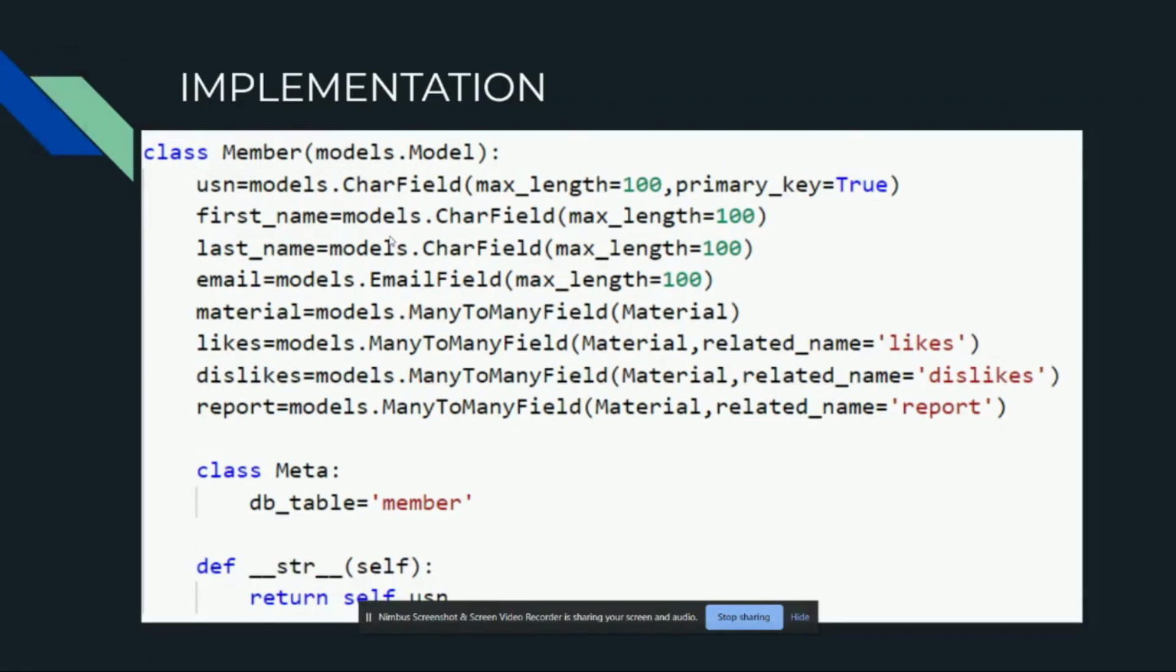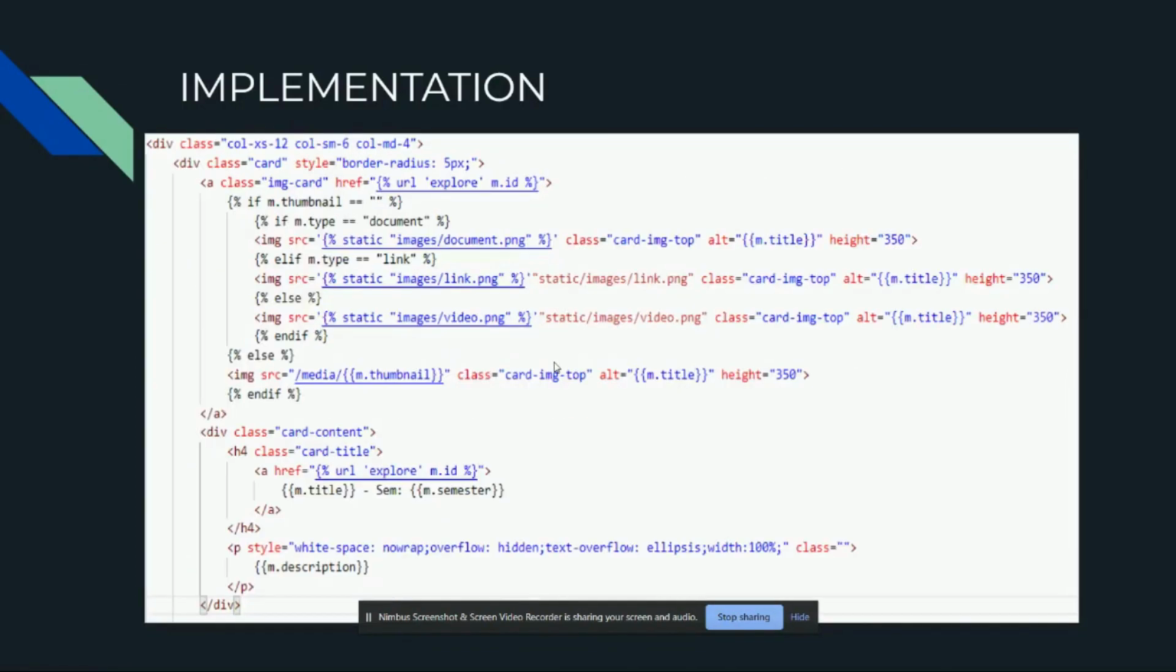This is a data model for the member. Whenever a member tries to register into the portal, he has to fill all the details that are specified here, like the USN, first name, last name, email, and there are other relations as well. For example, there's material many to many field, wherein a user can upload several materials. Like, dislike, and report are also similar fields, which are relationships between two relations.